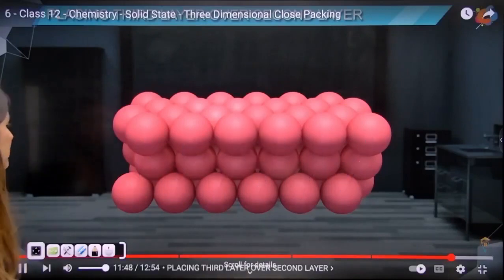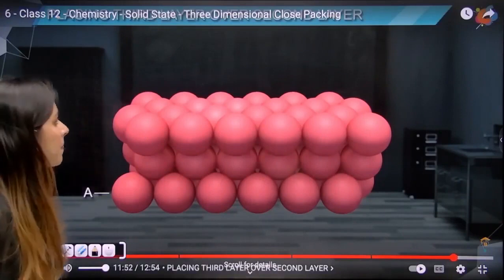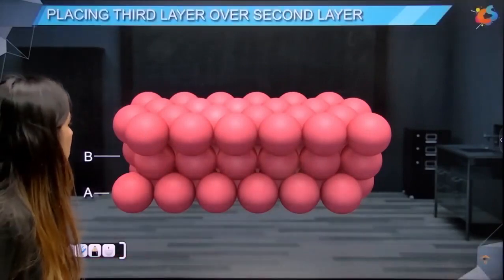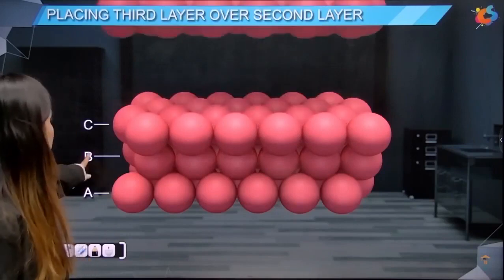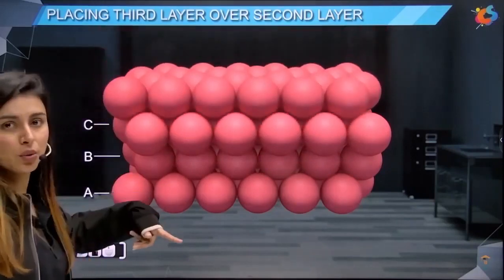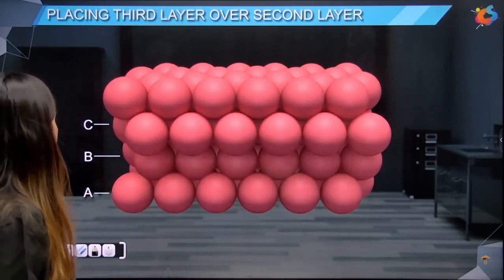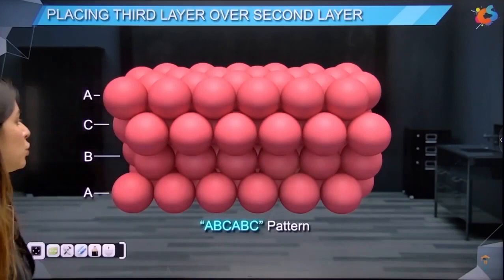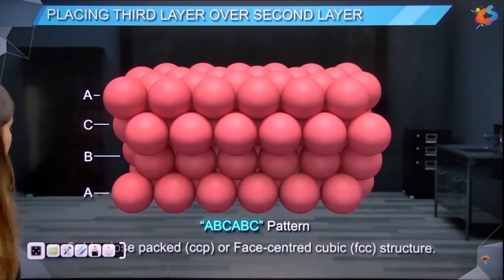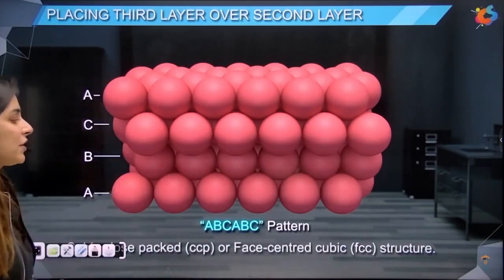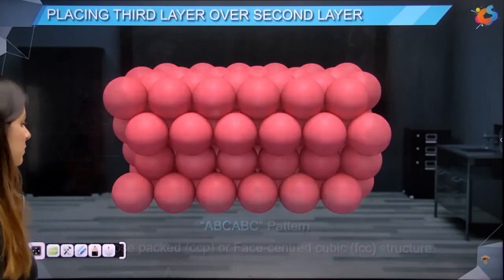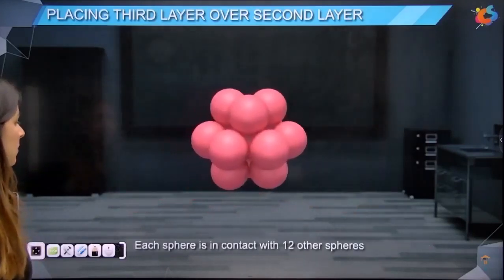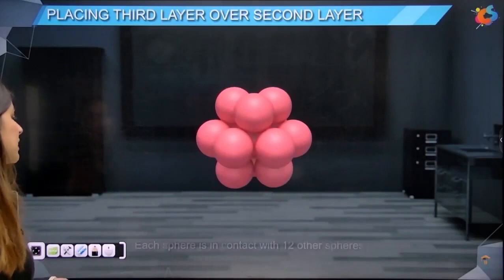It's almost done, my dear students. Now this is A layer, B layer, and the C layer is covering your octahedral voids. This is the ABC pattern. And it gives you a CCP or the face-centered cubic unit cell. And the coordination number is again 12.